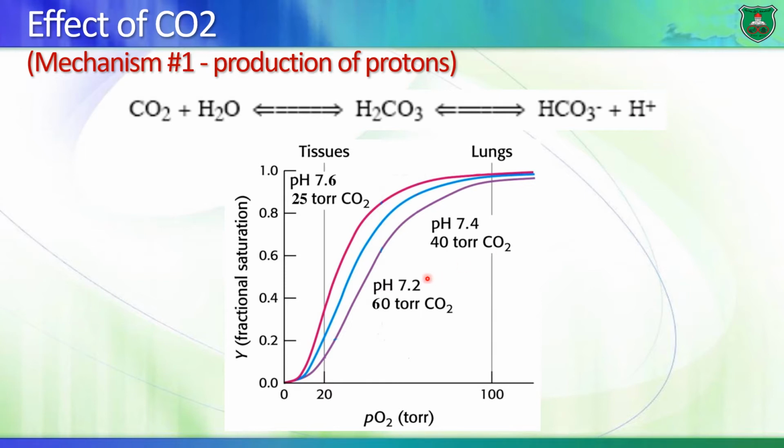Okay, so the idea here is that the more CO2 you have, the lower the pH. So that's pH of 7.6 at 25 torr of CO2. This is 7.4 when the pressure of carbon dioxide is 40 torr. When it is 60 torr, pH is now lower. It's 7.2. So that's the first mechanism by which CO2 can switch the hemoglobin from the R state to the T state in tissues.